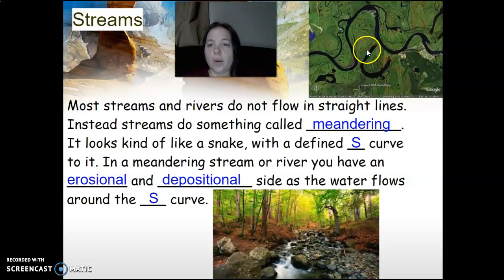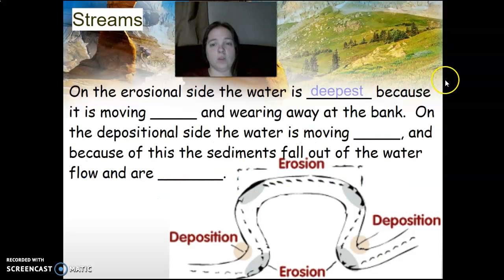Okay, so look at right here. This is a perfect example of an oxbow lake. So it curves up and around and down. It would have gone this way and this way. But because there was so much deposition going on, it actually broke off and formed its own lake.